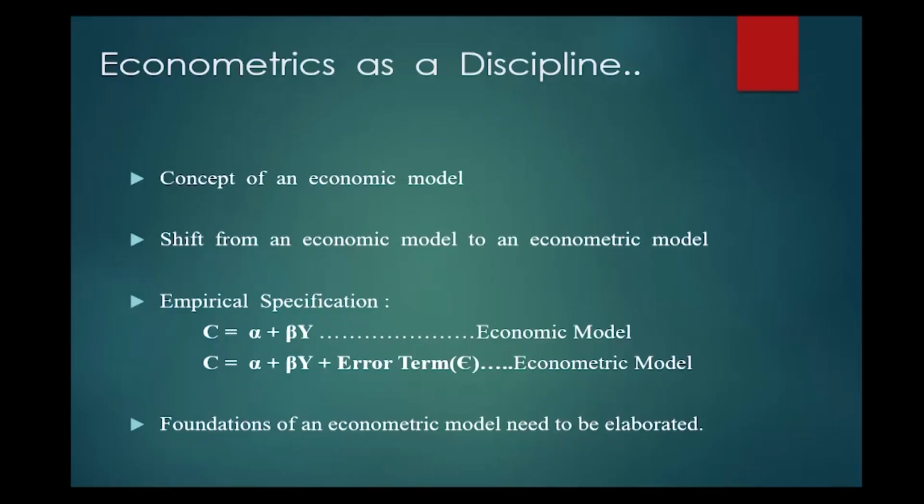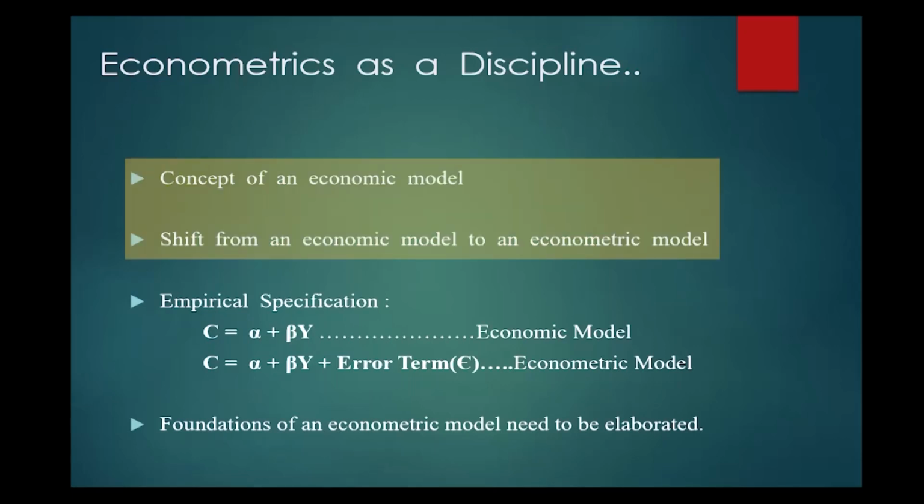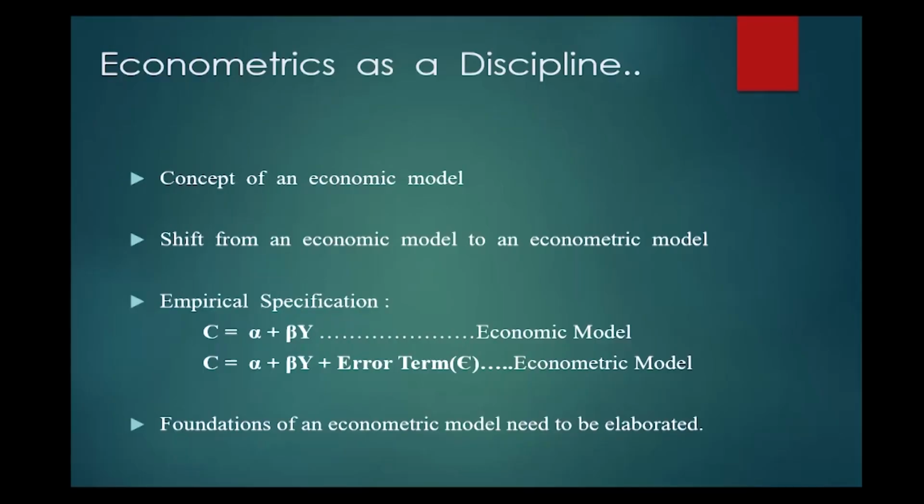Now we go for econometrics as a discipline. What do we mean by a discipline? By it we mean the concept of an economic model. So this goes back to the difference between an economic model and an econometric model. In an economic model, we take up two variables, dependent and independent, which are solely affecting each other. But when we go to an econometric model, it is the relevance of an extra term called the error term or the random term. And thereby, we shift from an economic model to an econometric model.